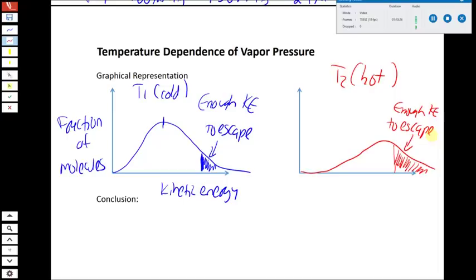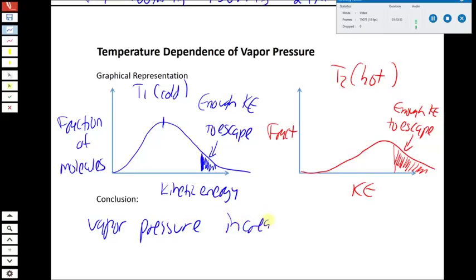So as we increase the temperature, more and more molecules have enough kinetic energy to escape into the vapor phase. So what do we think then happens to the vapor pressure as we increase the temperature? It's going to increase because we're getting more and more molecules into the gas phase. The more moles of gas we have, the higher the pressure will be. Okay? So vapor pressure is going to increase with temperature. That's the qualitative conclusion we can draw from this discussion.